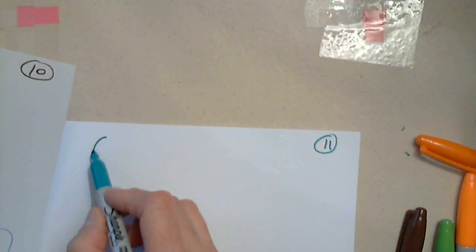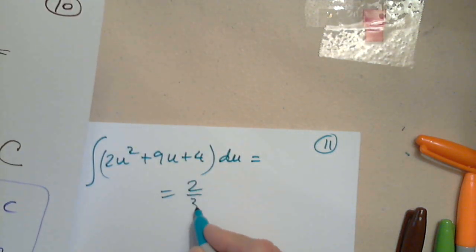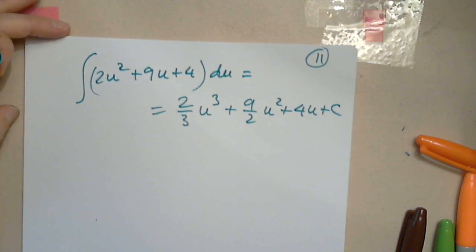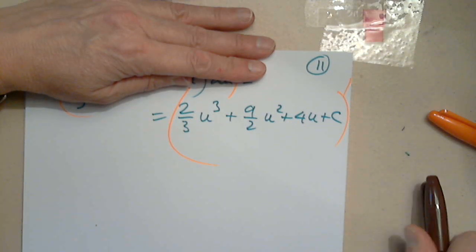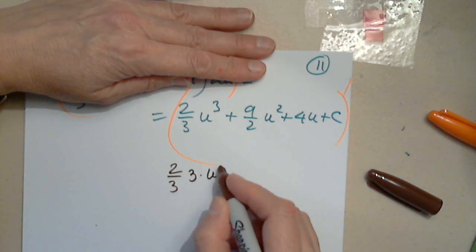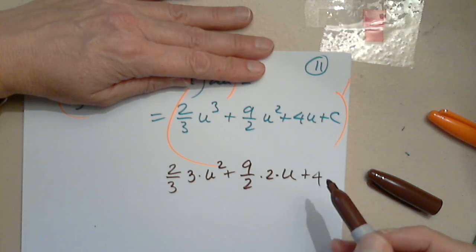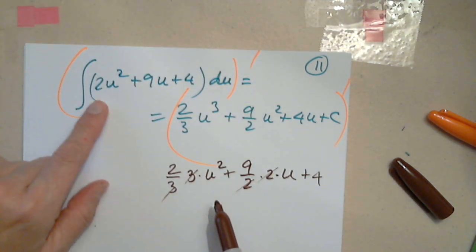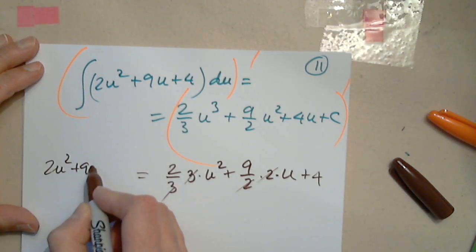Well, why not now? So we claim that the integral of 2u squared plus 9u plus 4 du is 2/3 u cubed plus 9/2 u squared plus 4u plus c. And now you can say, I don't believe this, show me. And I will do just this. So I'm differentiating this side. I get 2/3, bring down 3, subtract 1 from the power, plus 9/2, bring down 2, subtract 1 from the power, plus 4u prime is 4, plus c prime, which is 0. Then we simplify, and we get 2u squared plus 9u plus 4. Because when I differentiate the integral, this side must be 2u squared plus 9u plus 4.